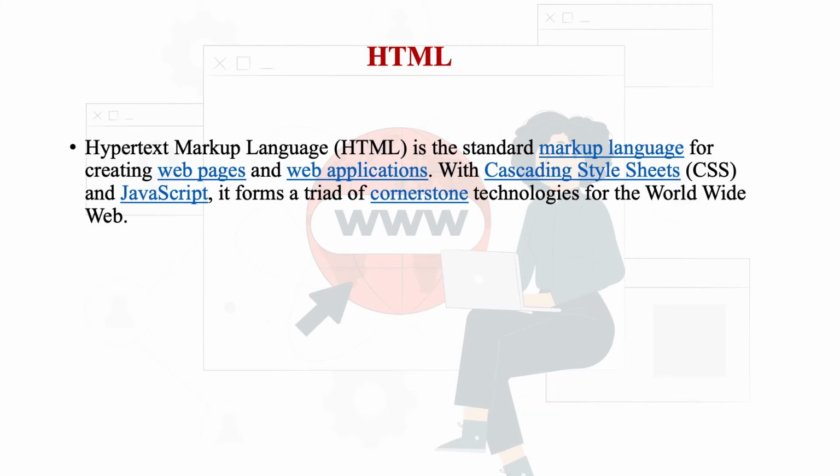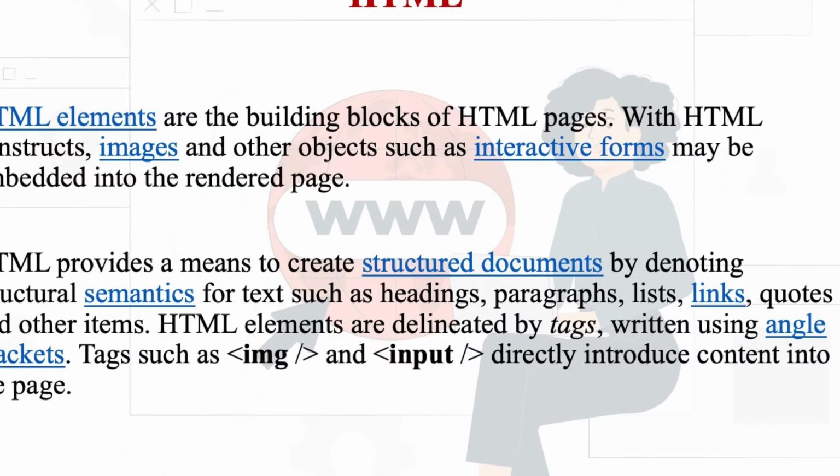HTML elements are the building blocks of HTML pages. With HTML constructs, images and other objects such as interactive forms may be embedded into the rendered page. HTML provides a means to create structured documents by denoting structural semantics for text such as headings, paragraphs, lists, links, quotes, and other items. HTML elements are delineated by tags written using angular brackets.